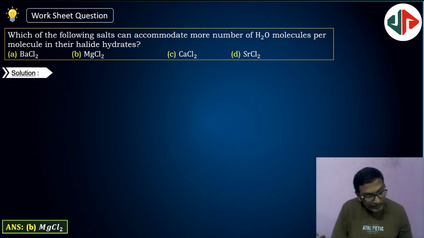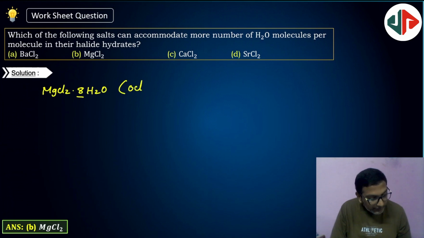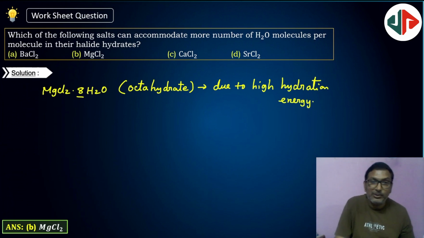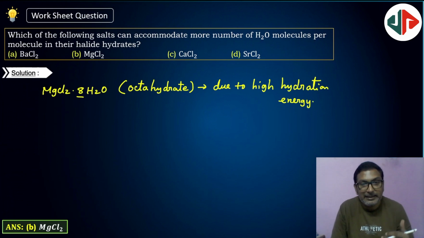Next. Which of the following salts can accommodate more number of H2O molecules as per halide hydrates? MgCl2 can accommodate a maximum of 8 water molecules, that is octahydrate, due to high hydration energy. Very, very important. Down the group, hydration capacity or tendency decreases. Therefore option B.